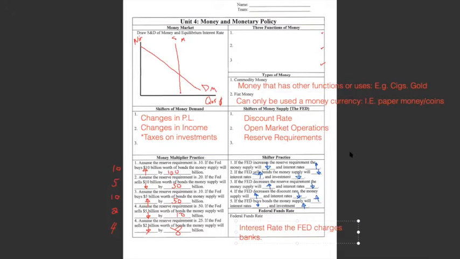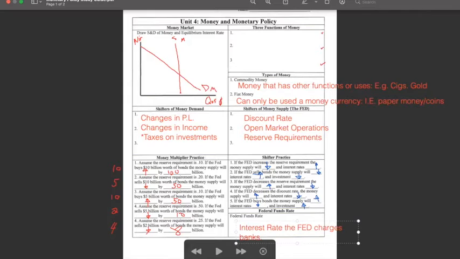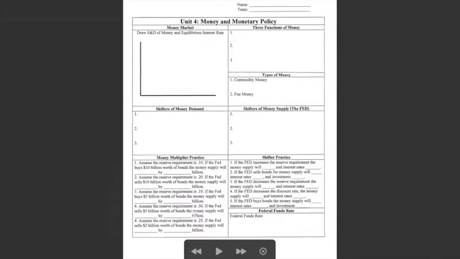Any questions on the first page here? It's mostly definitions, so that one shouldn't be too bad. Let's take a look at the second page then. Okay.